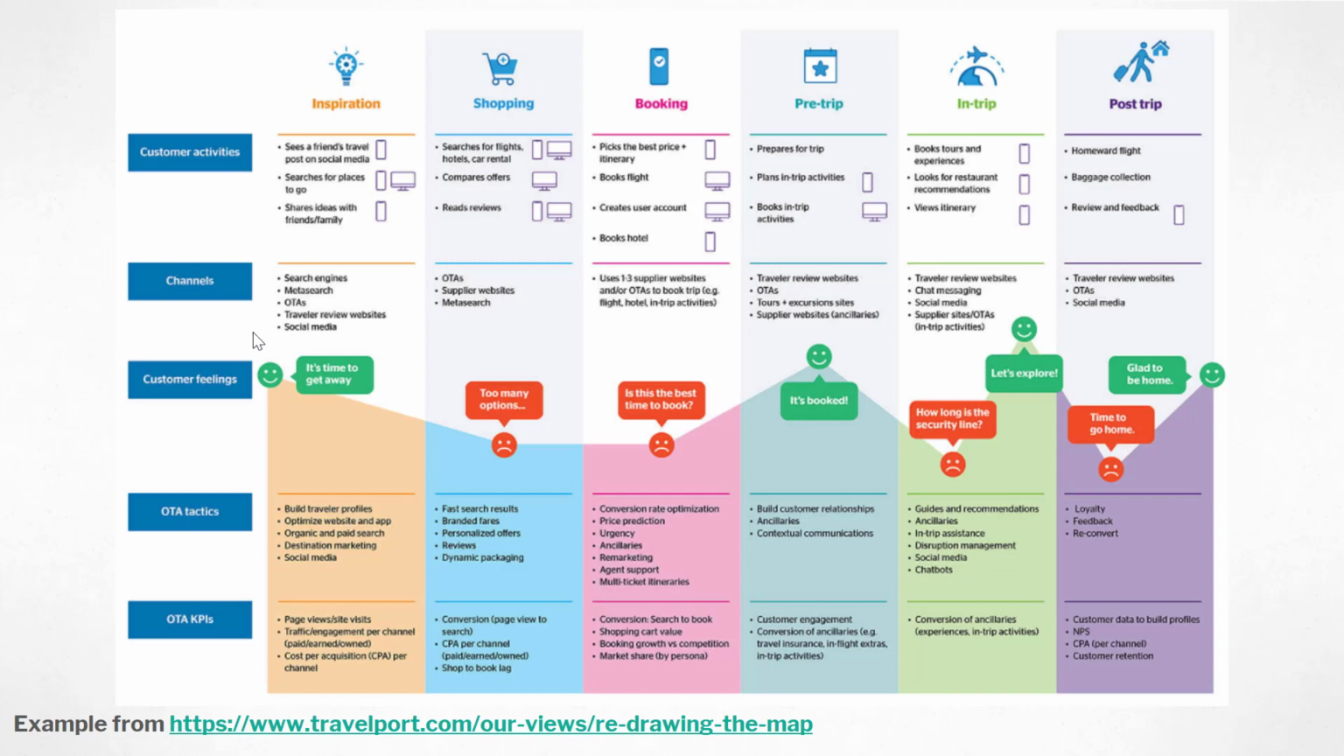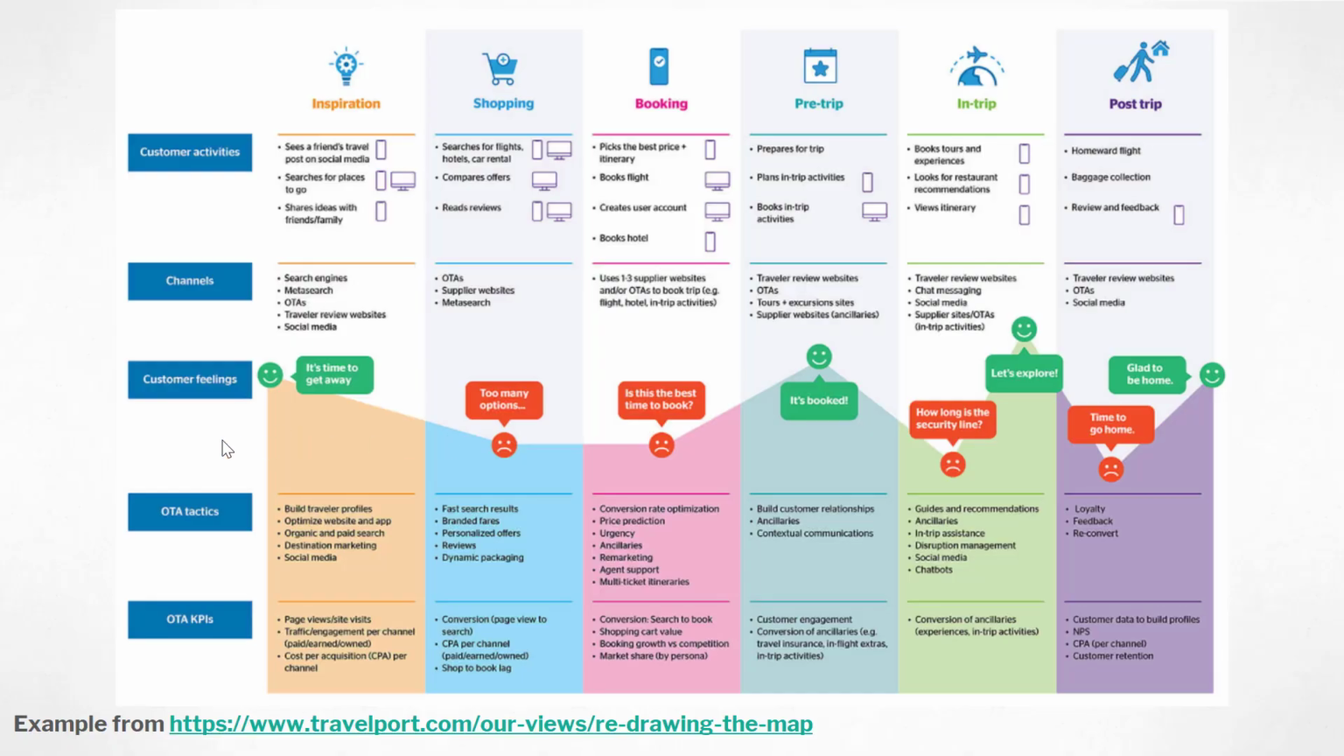So under the channel section, that is where we identify how this customer is getting information and through which channels. So whether it's using a search engine, whether it's a meta search, whether it's using traveler review websites, social media, or in the shopping phase where he's looking for online travel agencies, supplier websites, and so on. So this channel section covers what kind of information that he is getting and where is he looking for information from.